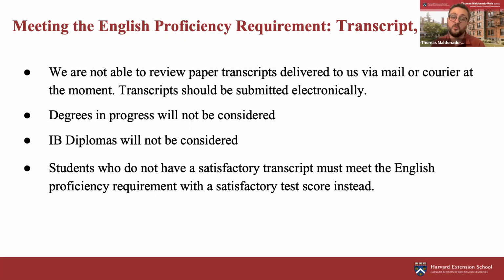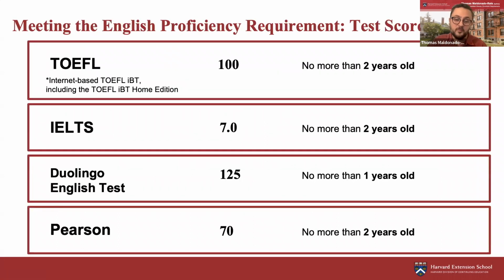Now, if you are a student who does not have one of these qualifying transcripts to meet the English proficiency requirement, your next option is going to be to produce a satisfactory test score instead. And so there are 4 main test scores to be aware of. The first is the TOEFL. And I want to be clear, when I'm talking about the TOEFL, I'm talking about the internet-based TOEFL iBT, including the iBT Home Edition, where the minimum score that we're looking for is 100. Importantly, that score must be no more than 2 years old.